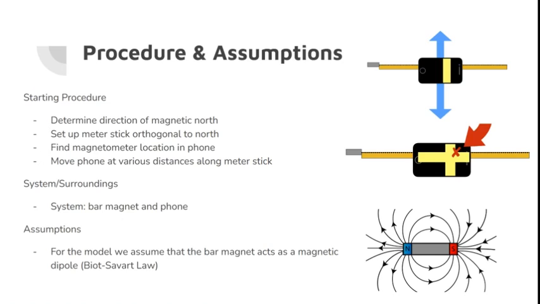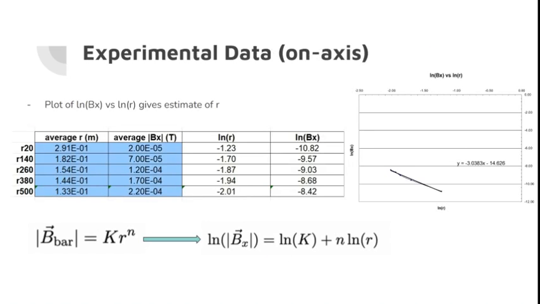The system is the bar magnet and phone, and the surroundings is everything else. Assumptions for this lab: for the model, we assume that the bar magnet acts as a magnetic dipole. Experimental data for the on-axis.